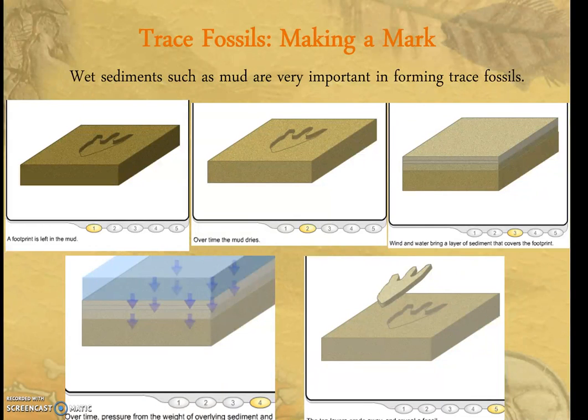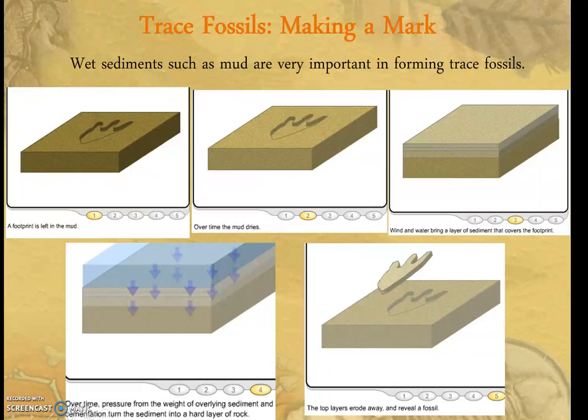So here's an example of how a trace fossil can occur. If a footprint is left in the mud, it can dry. Wind and water put layers of sediments over the footprint. Over time, pressure and the weight of the overlying sediment turn the underlying sediment into hard rock. And just like we talked about before, the top layers can erode away, revealing a fossilized footprint.